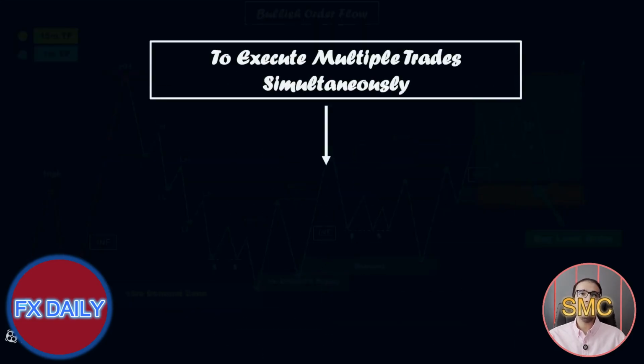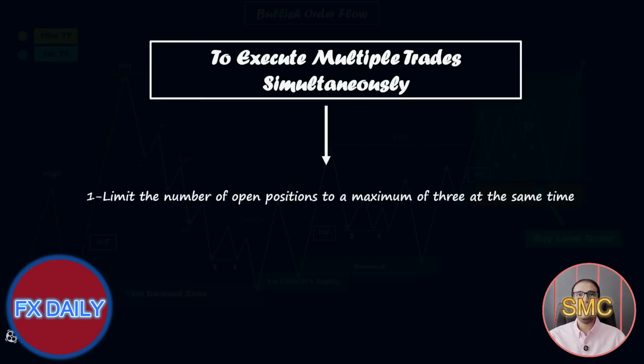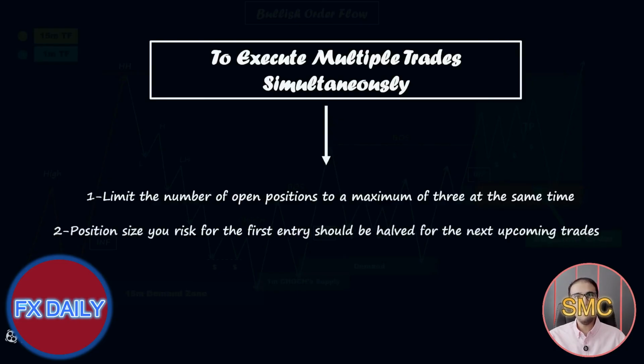In order to execute multiple trades at the same time, I must pay attention to specific points in the rules. Limit the number of open trades to a maximum of 3 simultaneous trades. Always remember that the initial entry risk should be halved for subsequent trades. For example, if the volume of your first trade is 2 lots, for subsequent trades the amount should be halved and the volume should be 1 lot. Or if you use a percentage, if it was 2%, the next trades will be 1%.